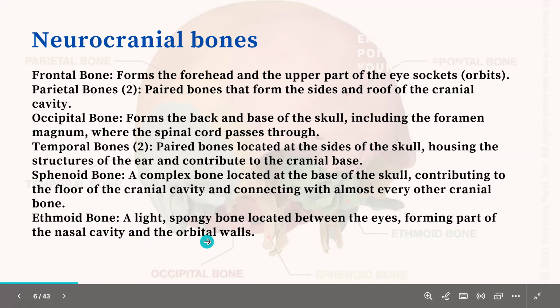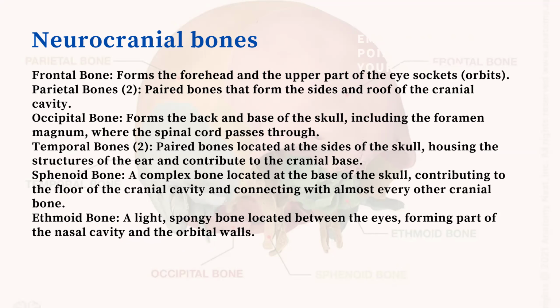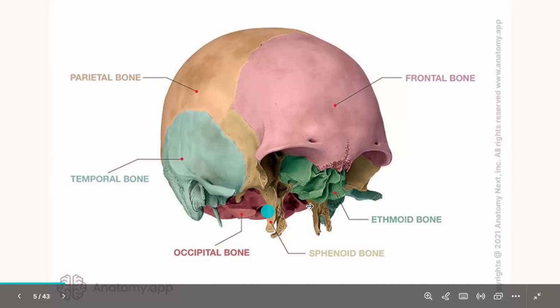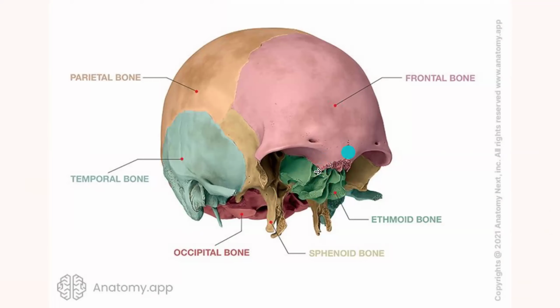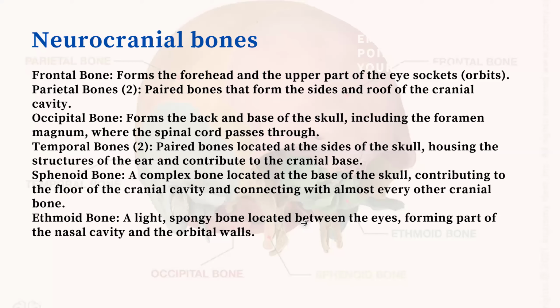The ethmoid bone, a light spongy bone. It is a spongy bone located between the eyes, forming part of the nasal cavity and the orbital wall. As we said, it forms the medial wall and the lateral wall and part of the roof of the nasal cavity. In addition, it forms part of the orbital cavity, mainly the medial wall. The medial wall of it participates in the formation of the medial wall of the orbital cavity.